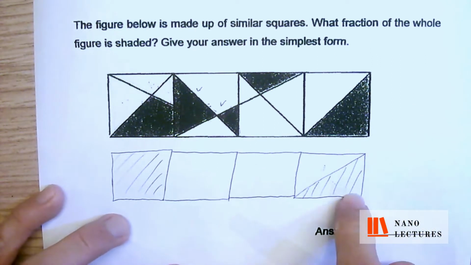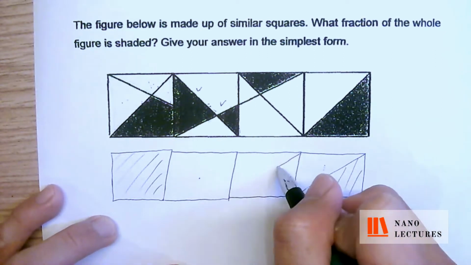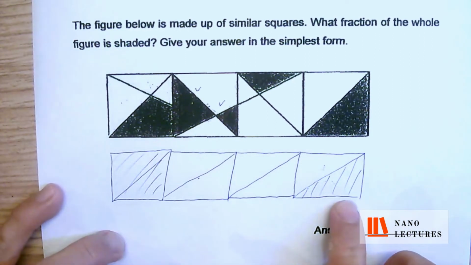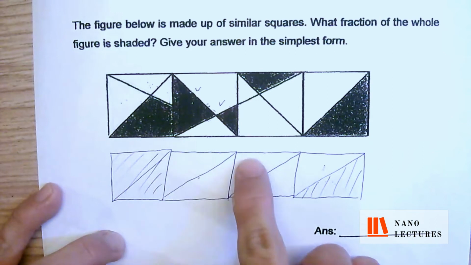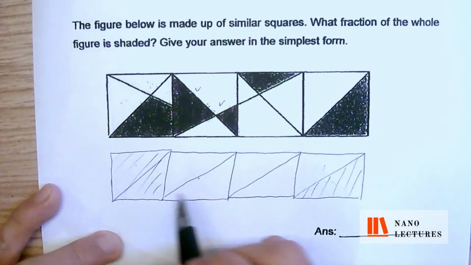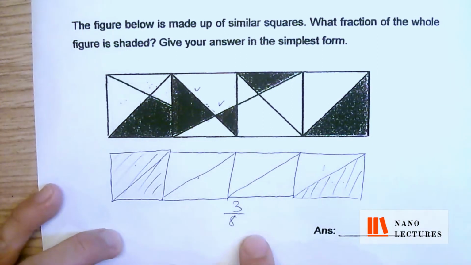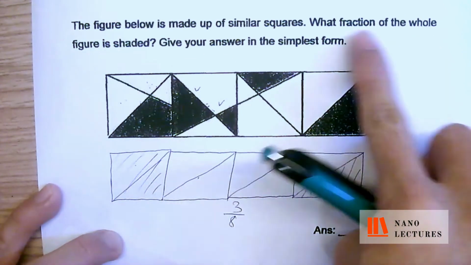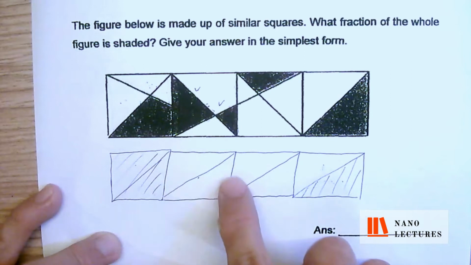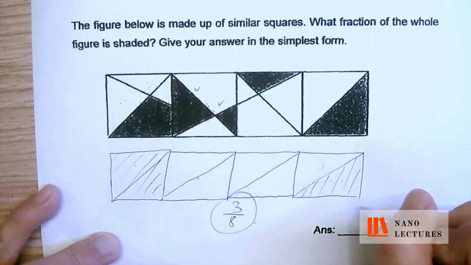Now see, I'm going to cut every single square into triangles. 1, 2, 3. You see now I have 8 equal triangles. 1, 2, 3, 4, 5, 6, 7, 8. And out of my 8 triangles, I have 1, 2, 3 shaded. This will give us 3 over 8. Isn't this the answer? What fraction of the whole figure is shaded? I know that in total I have 8 triangles, and 3 of the 8 are actually shaded. Ta-da! This is my answer.